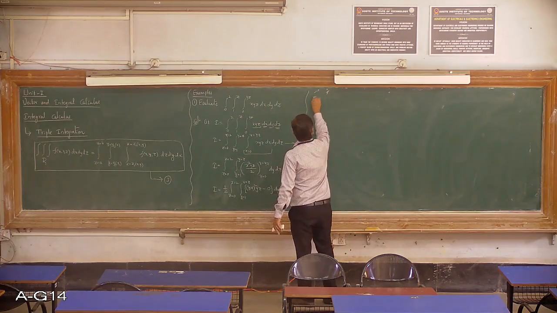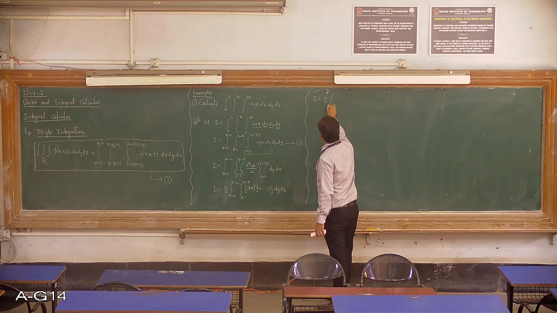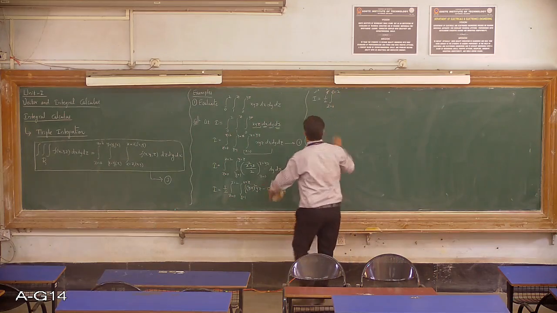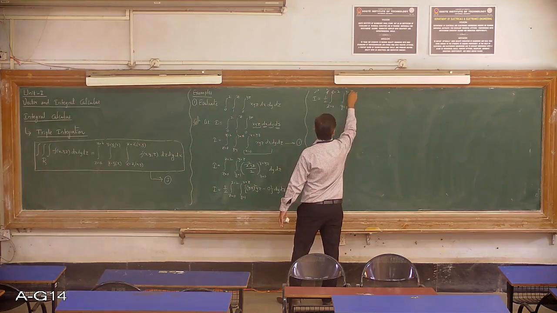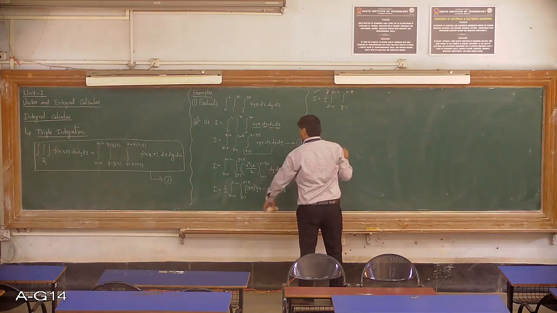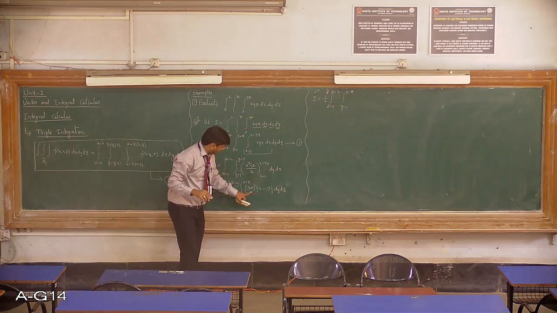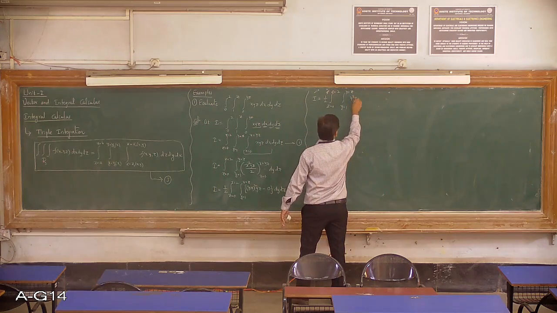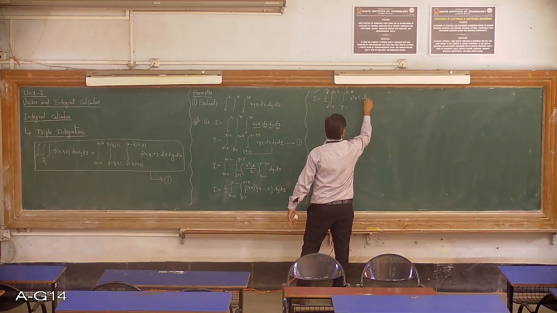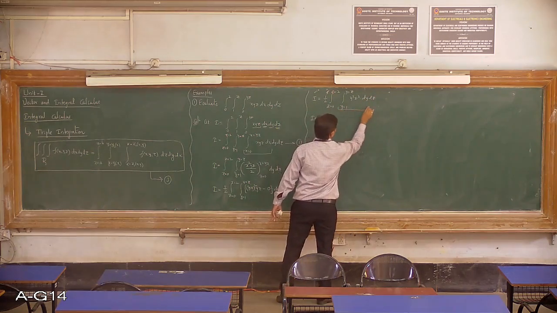Next, I equals one by two, integration from z equals 0 to z equals 2, and here integration from y equals 1 to y equals z. You can see y squared z squared into yz, that means we get y cube z cube dy dz. Now integrate it with respect to y.